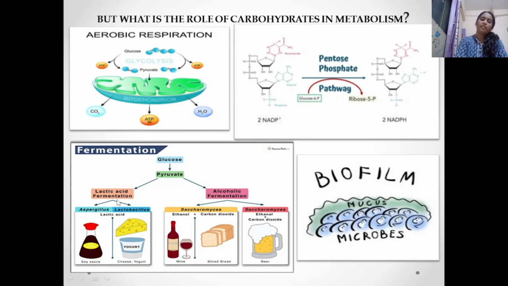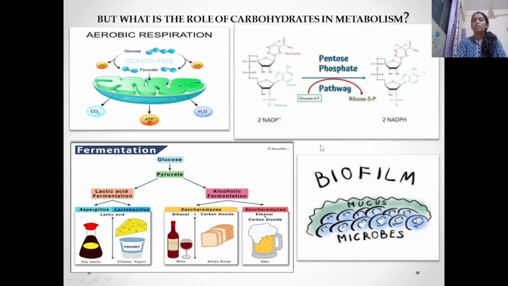The pyruvate in lactic acid fermentation is converted into lactic acid through the enzyme called lactate dehydrogenase. And this lactic acid fermentation is mostly carried out by Aspergillus or Lactobacillus kind of organisms. Then in alcoholic fermentation, the pyruvate is converted into ethanol and carbon dioxide with the help of the enzyme called alcohol dehydrogenase. And this alcoholic fermentation is mostly carried out by Saccharomyces kind of organisms.